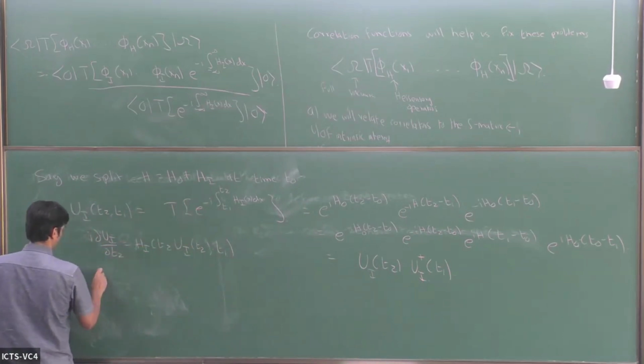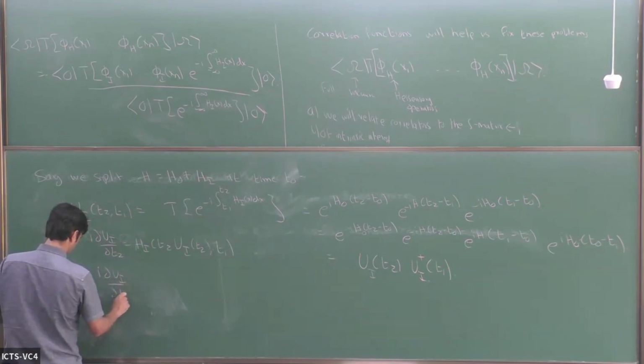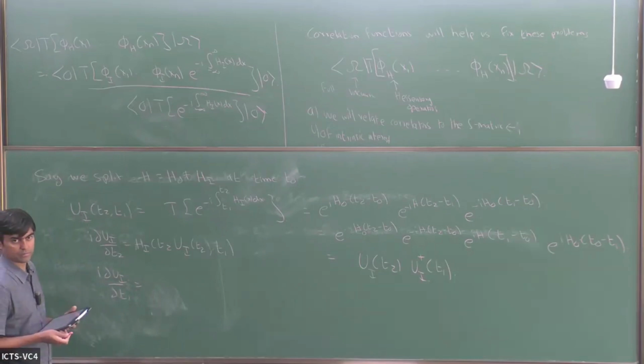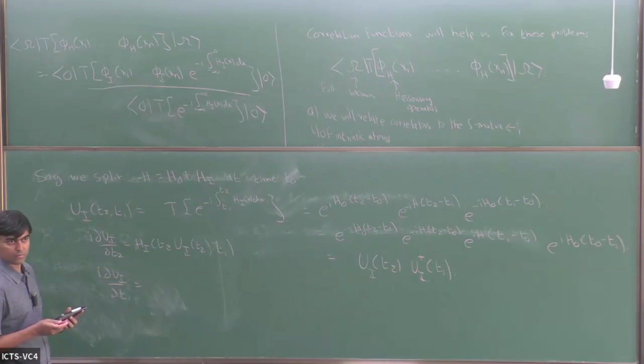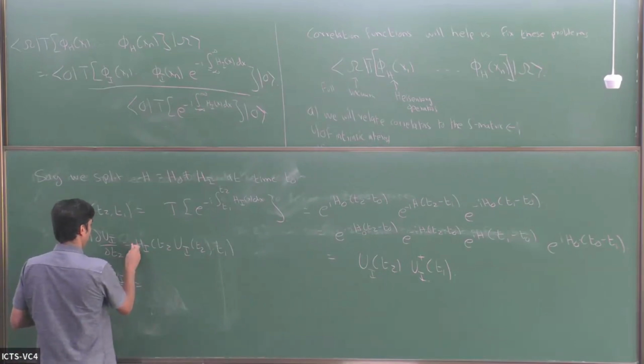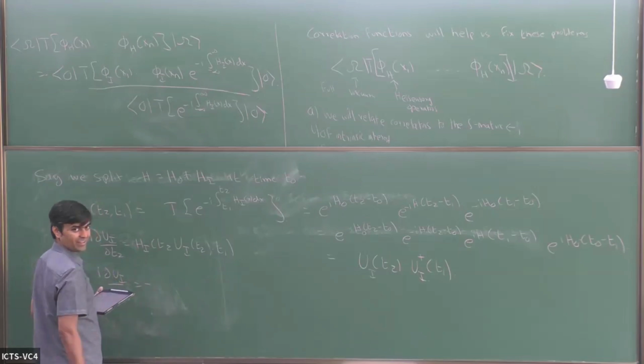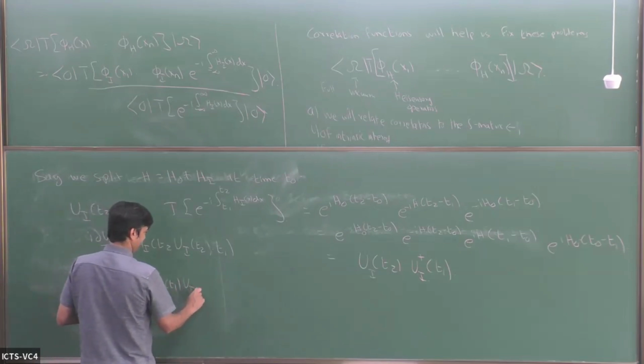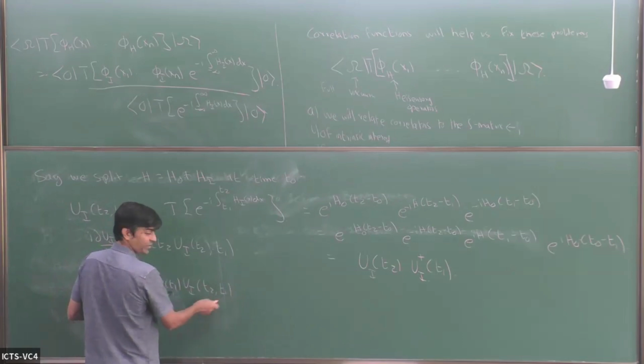What about i dUI by dt1? What is that? No guesses? What should I write? I should write minus, this is what I should write.